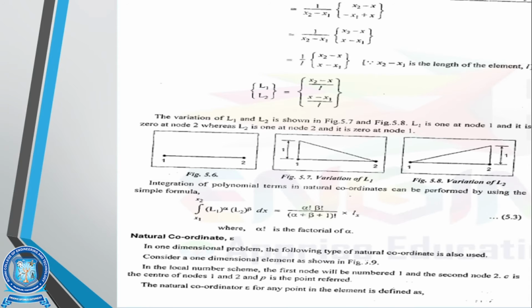So here, which is equal to 1 by (x2 minus x1) into (x2 minus x minus x1 plus x), which is equal to 1 by (x2 minus x1) into the vector of (x2 minus x), which is equal to 1 by L into (x2 minus x) into (x minus x1), where x2 minus x1 is the length of the element, which is called L.